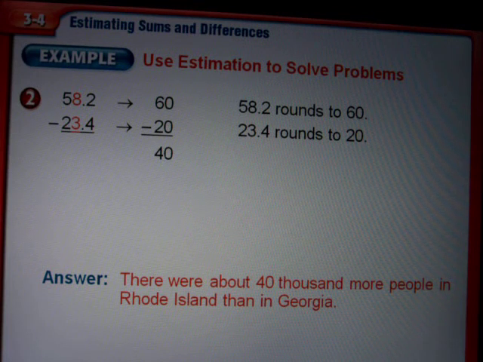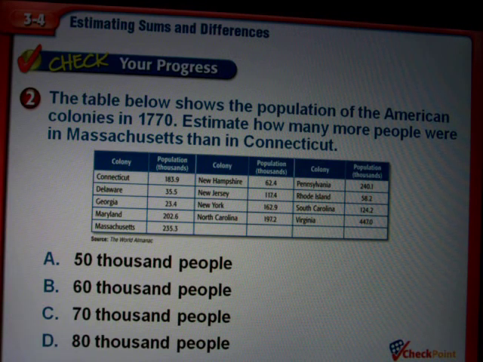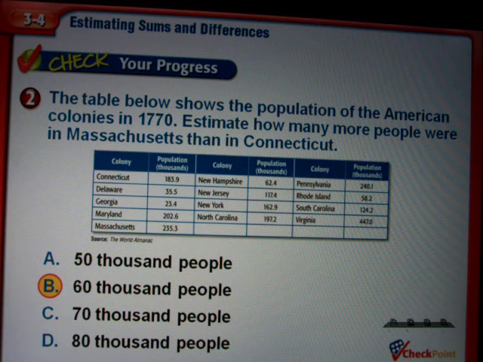And ironically, now the populations have flipped because there's just more room in Georgia than there is in Rhode Island. Now the table below shows the same population of the American colonies. We are going to estimate how many more people were in Massachusetts than in Connecticut. So Connecticut had 183 and 9/10 thousand people, and Massachusetts had 235 and 3/10 thousand people. So is the difference A, 50,000, B, 60,000, C, 70,000, or D, 80,000? And your answer is B, 60,000.